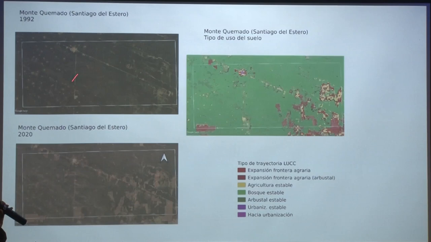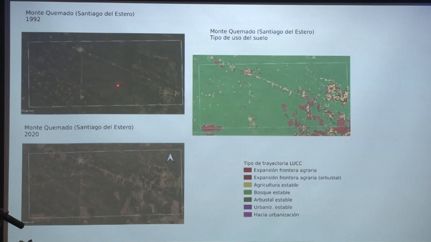So you have a picture of Monte Quemado in 1982. That should be the start of our analysis period, and a satellite image of Monte Quemado in 2020. So you can see that there is some good matching there, because all the red parts are parts that were forest in 1982. But this, okay, this is not good, this is a forest fire, sorry. But this one, they are all now agricultural surface, agricultural pixels.